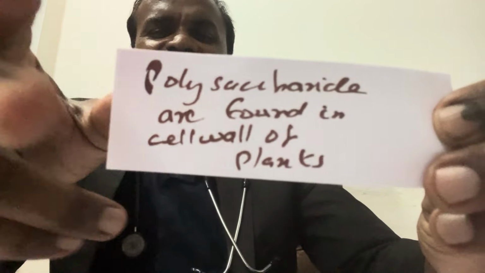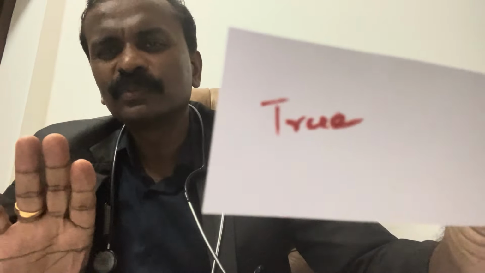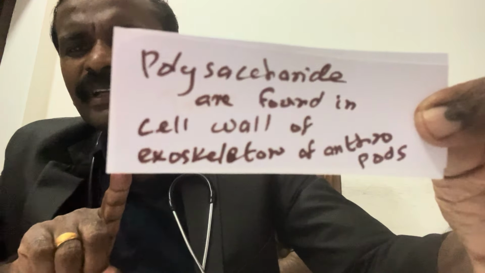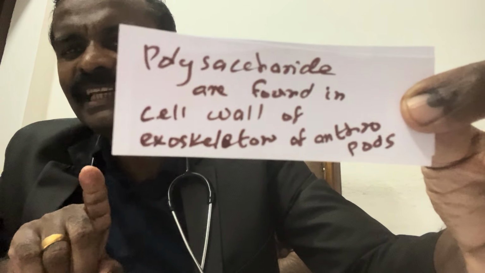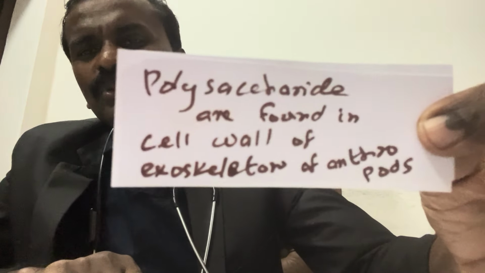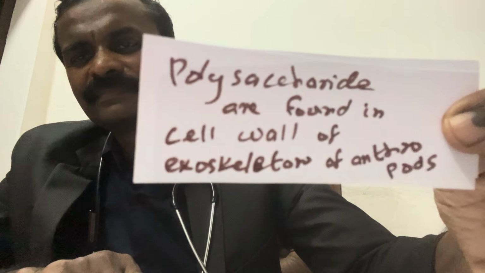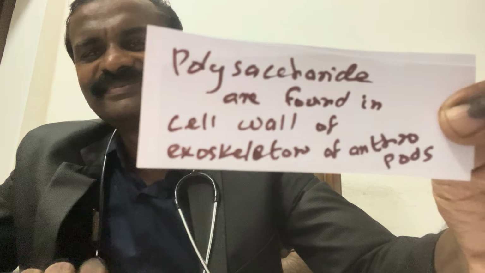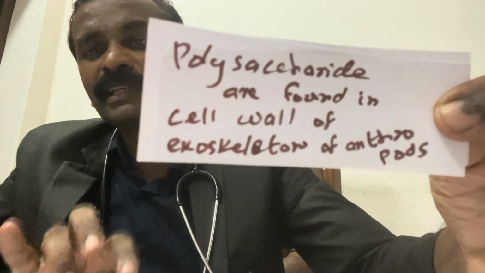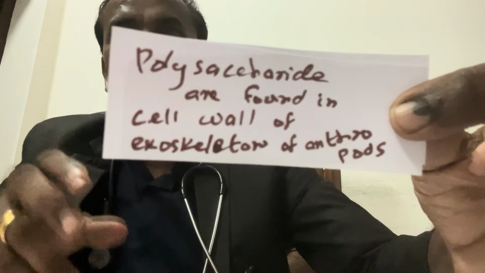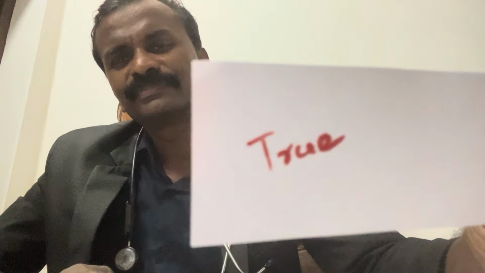Come on. True. Okay, see my next question. Polysaccharides are found in the cell wall or exoskeleton of arthropods. True or false? This is really tough. I am telling about the exoskeleton of arthropods. It's true.